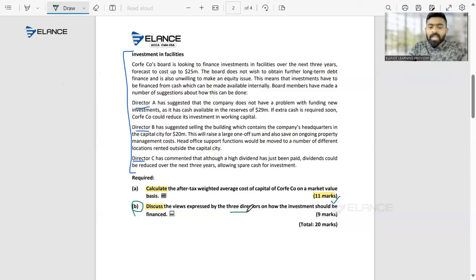What their opinion is. Here, Corfe is looking for finance for some investment. For this investment, they require funds. How much are they expecting? Investment required is 25, so they have to fund 25 million itself. The board doesn't want to go for long-term debt. They are not planning to raise debt. Plus, they are also unwilling to go for an equity issue. So no further debt, no equity issue. Oh my God, it's in trouble. This means that they have to find the fund internally, not from external finance.